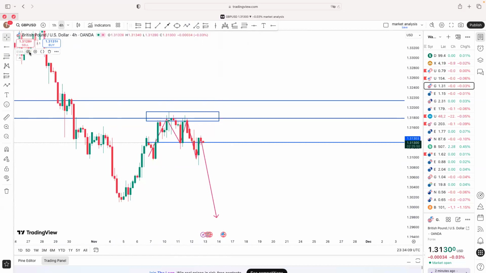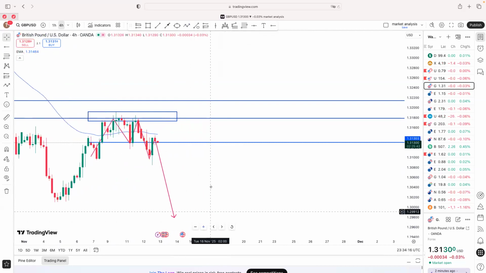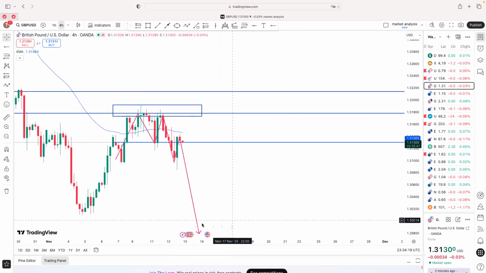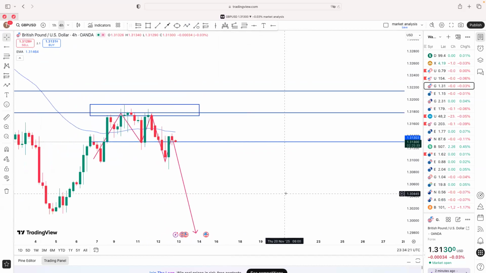Let's bring in the EMA. The EMA is trading above. That's another factor of confluence at this particular area. We are looking for some selling opportunity.